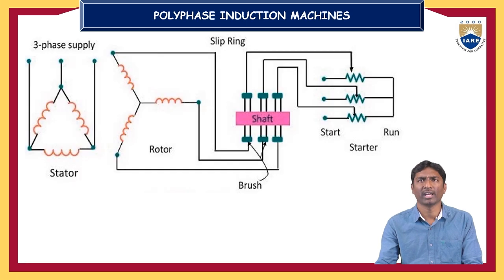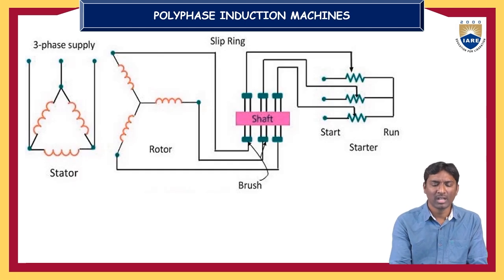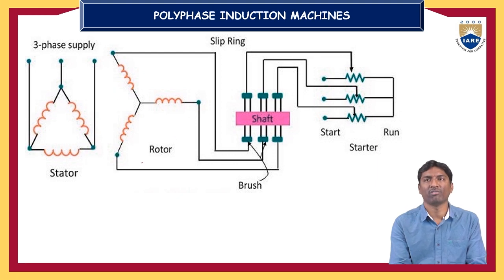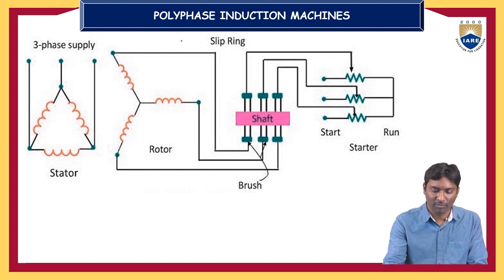You can observe the diagram here. This is the three-phase delta connected stator. This is the rotor, and this rotor has a star connected winding. A three-phase supply will be connected to the rotor through the star connection. For example, this is the R phase, this is the Y phase, and this is the B phase.